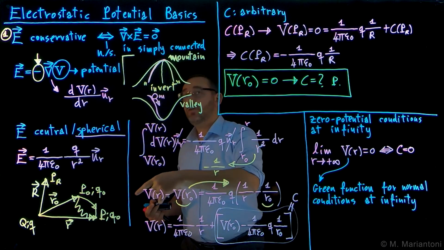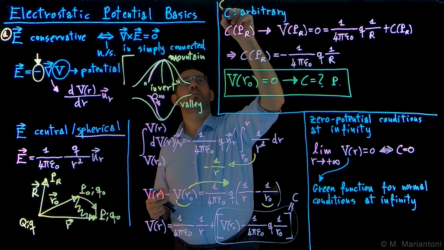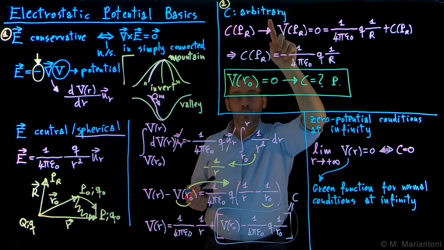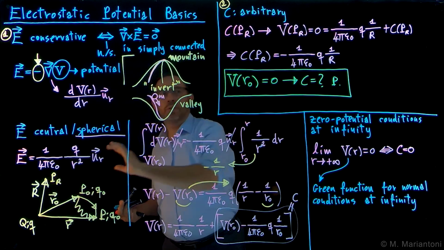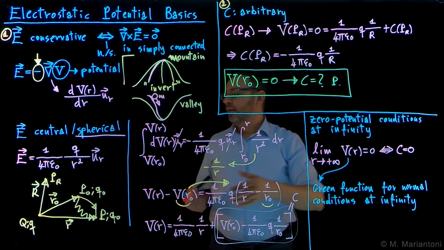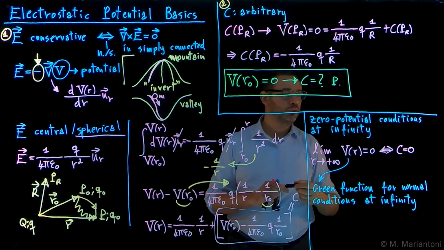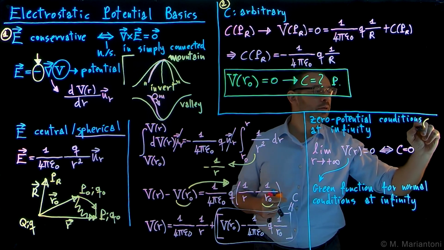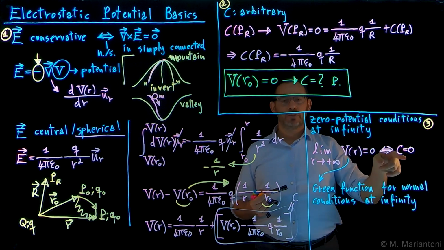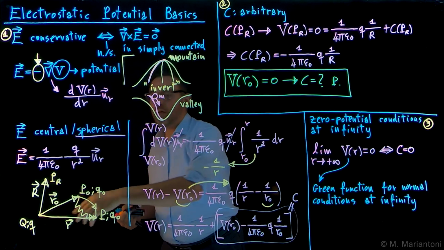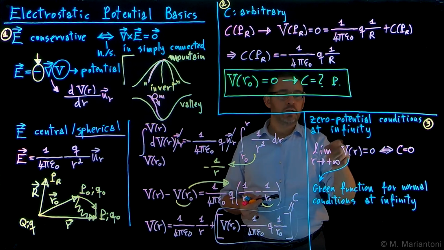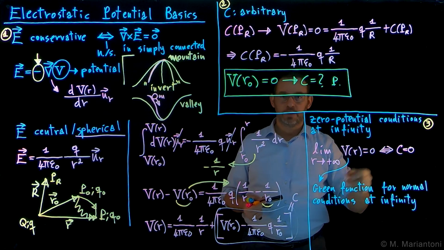For example, and this is what we've seen in the second panel here, if we want the potential to be 0 at the generic point capital PR, we need to set C at that point equal to this value. More in general, and this is what we discussed in this third panel here, we want to use Green functions for normal conditions at infinity, which means we want to set C equal to 0, which is true for a single point-like charge or for any limited charge distribution. In this case, the limit for r equals plus infinity of the electrostatic potential is equal to 0. That's it.